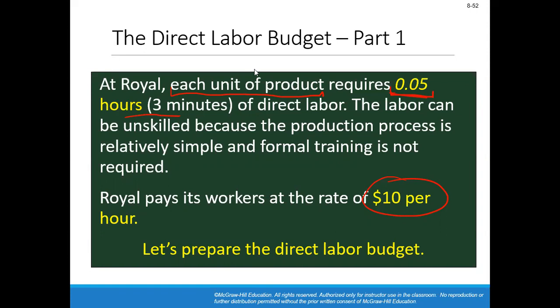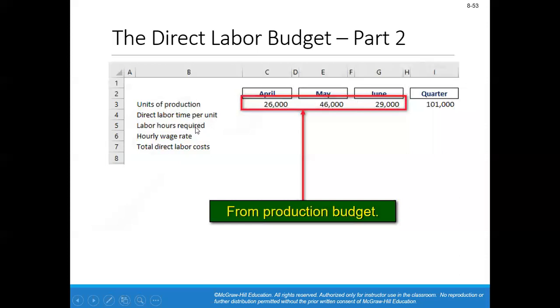So we already have calculated what the production should be in each month in our previous calculation. So we have brought this number here, the units of production in each month. You see that we have come up with these production numbers from which budget? From the production budget. Okay, it is in terms of units.